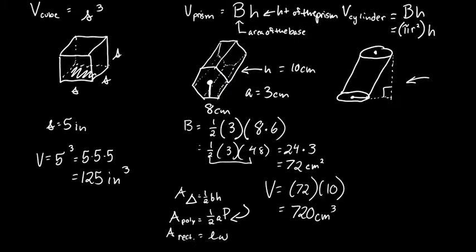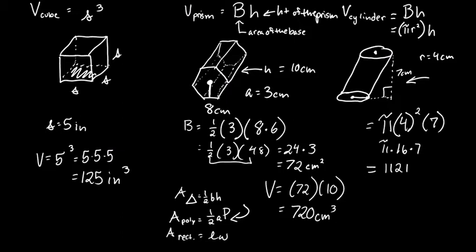Sometimes it might be slanted, so they may give you your height over here as 7 centimeters instead of a slanted height. You are going to be able to use the Pythagorean theorem if they do give you a slant height of sorts. So let's say the radius is equal to 4 centimeters. Instead of using B times h, you can just plug it straight into pi r squared h. So pi r squared times h, which is 7. That becomes pi times 16 times 7, which becomes 112 pi.